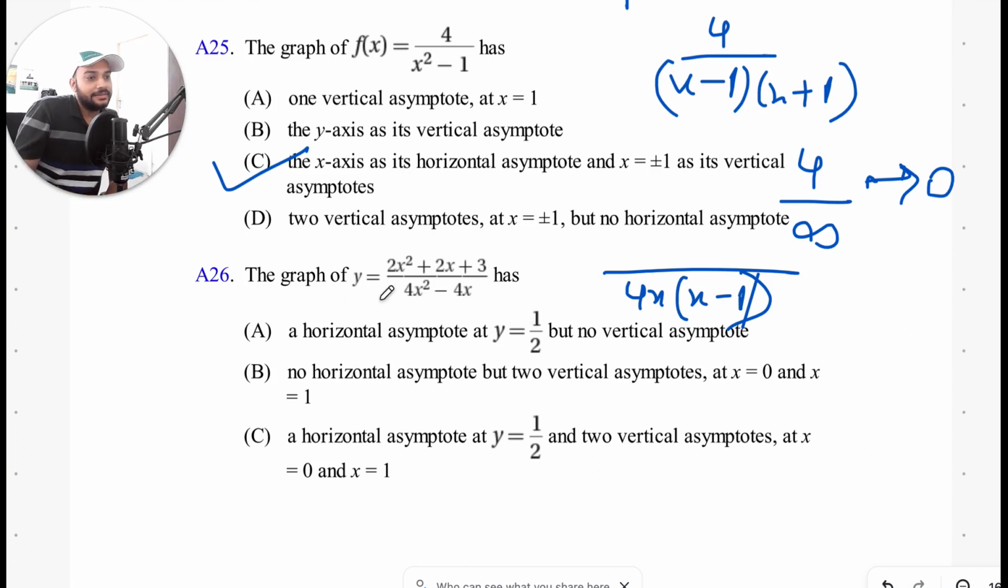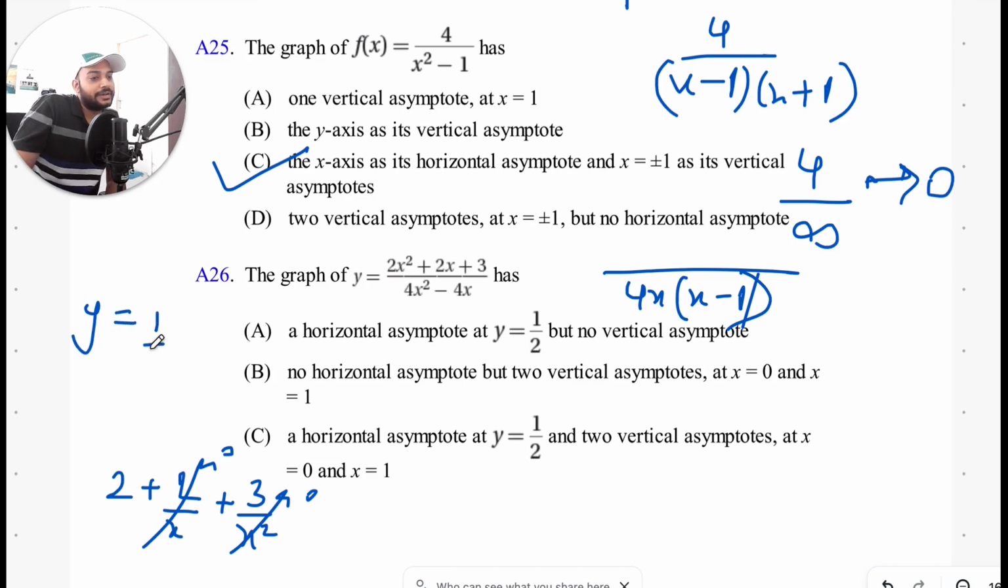Okay. So let's divide the top and bottom with x squared. 2 plus 2 over x plus 3 over x squared. This is the numerator. This goes to 0, this goes to 0 upon placing infinity. So that's a 2 in the numerator, upon 4 minus 4 upon x. That's a 4. 2 upon 4. Y is equal to half. This is where it approaches when x approaches infinity.